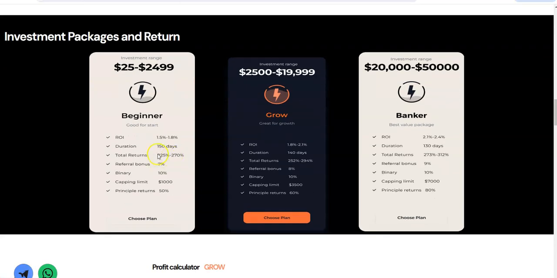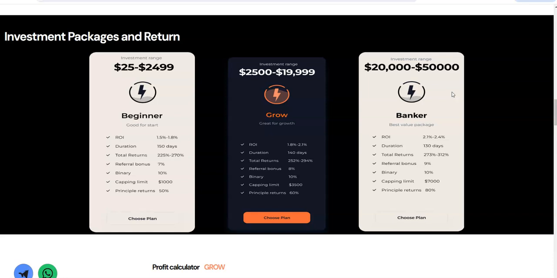And these are the packages, all right? So these all depend on what you want to go in with, because what you come out with is a different story. It's just a matter of your willingness to put into it, right? So $25 minimum to get started, up to $50,000 max. Three plans. You can earn between 1.5 to 2.4% daily. It all depends. And the smaller amount you put in, the more time you gotta commit. It's only 20 extra days compared to the largest plan, which has 130 days, and the middle has 140 days.